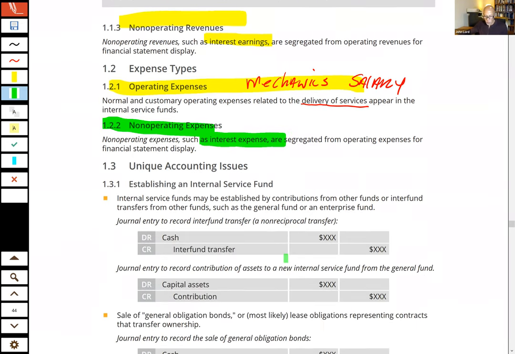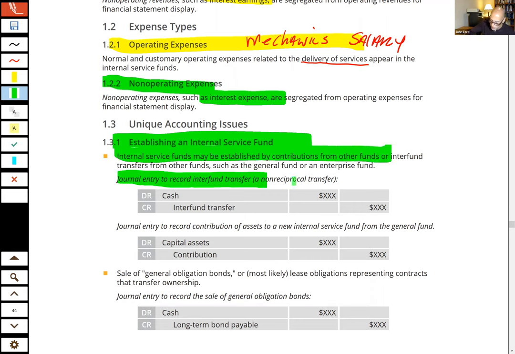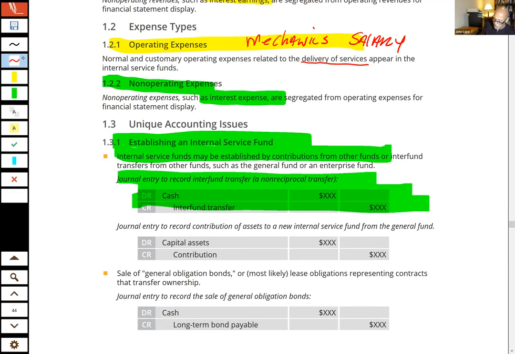Okay, now when you establish an internal service fund, if it is being established by contribution from other funds, then there'll be a debit to cash and a credit to interfund transfer. That is if the money is not going to be paid back, that shows up on the income statement. If they are giving some assets over, then that's going to be set up as a contribution.